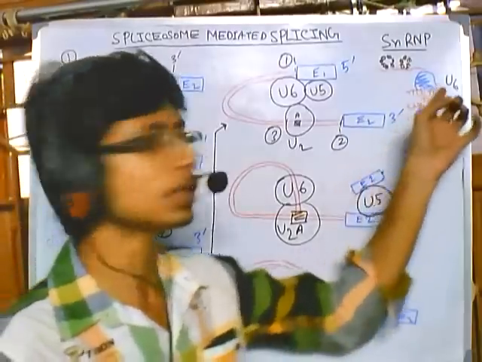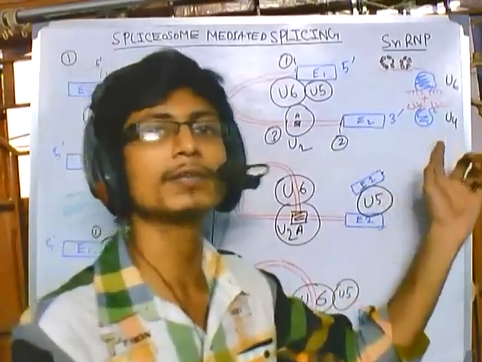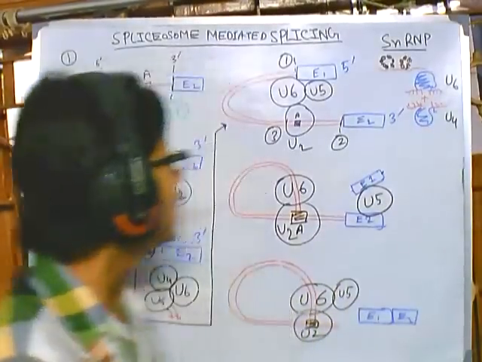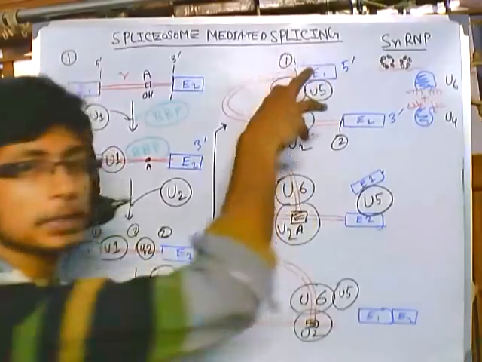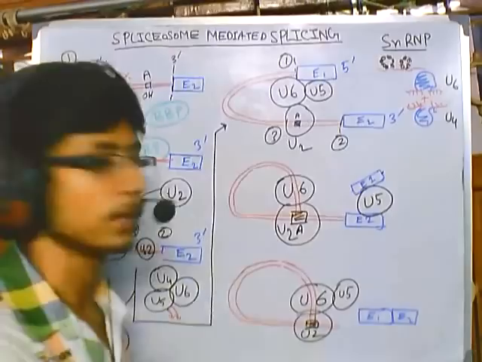For that, we need to block U6 with another snRNP, and that supporting role is played by U4 in this case. Okay. So now, after attaching with U6, U5, this complex is formed. A loop is formed.